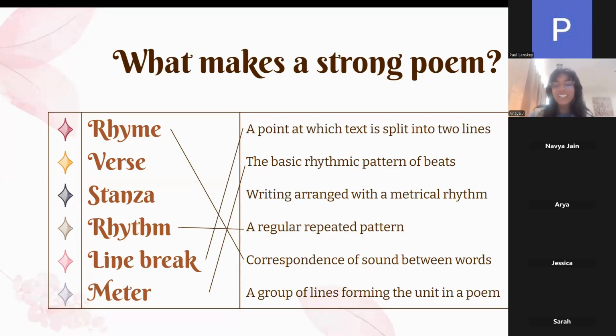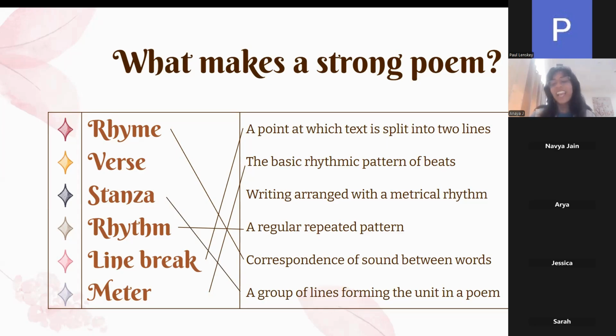Next is line breaks. A line break is the point at which text is split into two different lines. This is where poetry separates from prose or just writing. A line break is a very deliberate choice. It controls pacing, rhythm, and emphasis. Breaking a line mid-thought can create tension, and letting a word hang alone can highlight emotion. Especially in free verse, line breaks are your punctuation.